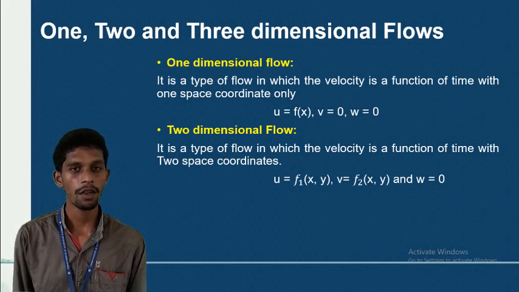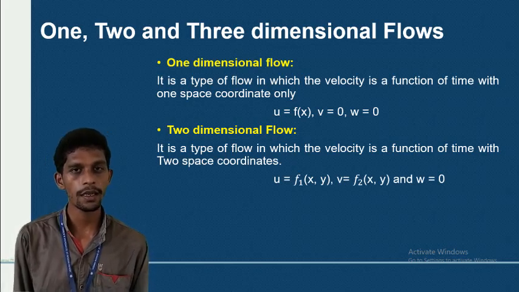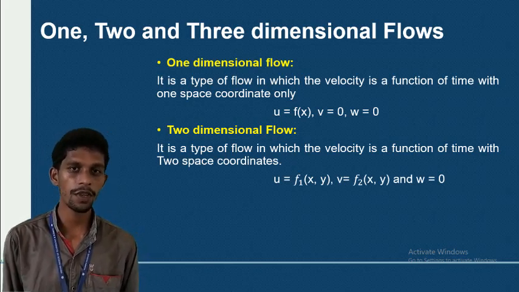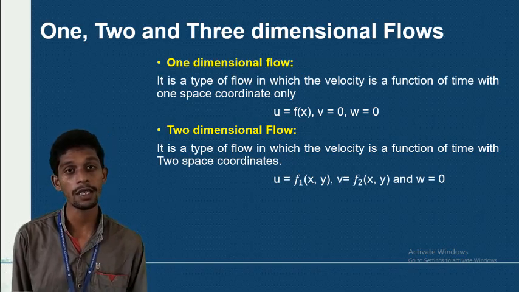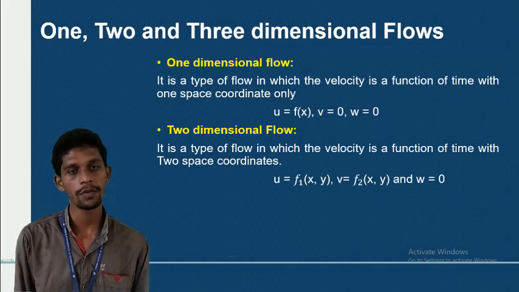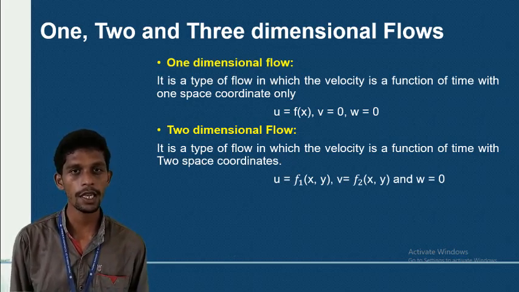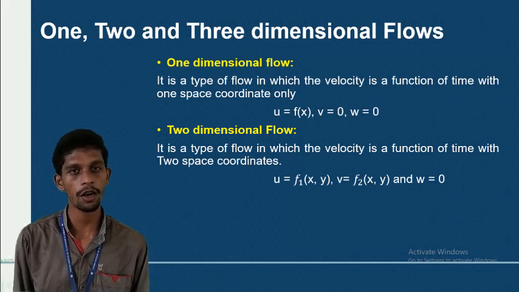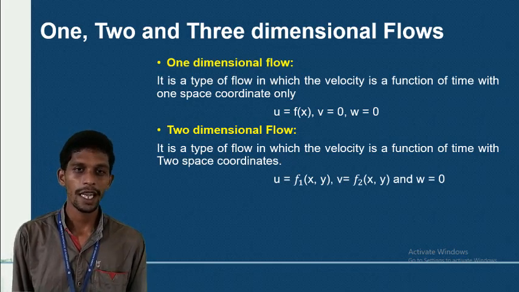That's why the velocity in the x direction u is there, the velocity in the y direction v is there, but there is no w. w is equal to 0. That means the velocity in the z direction is 0. That is the reason there is no combination with this. Velocity combinations are not there with the z axis. So what about three-dimensional flow?